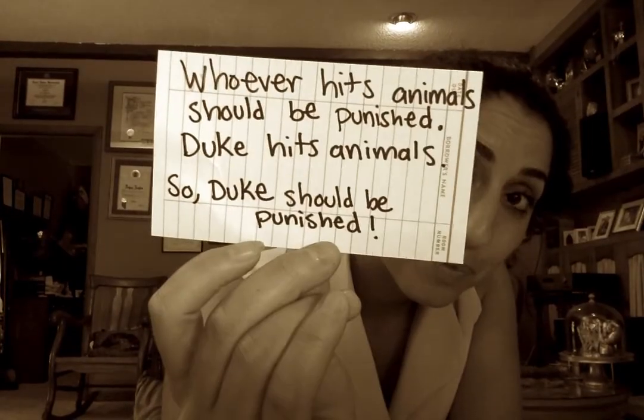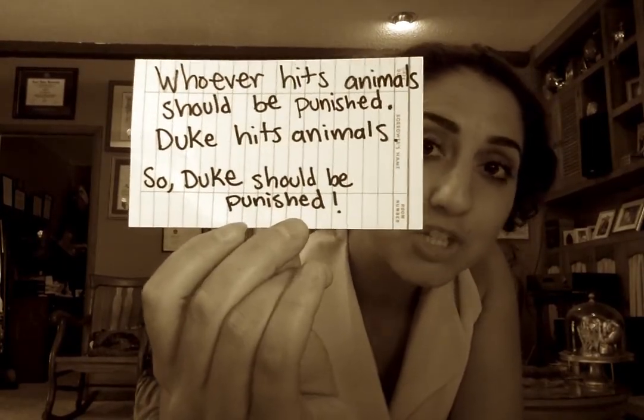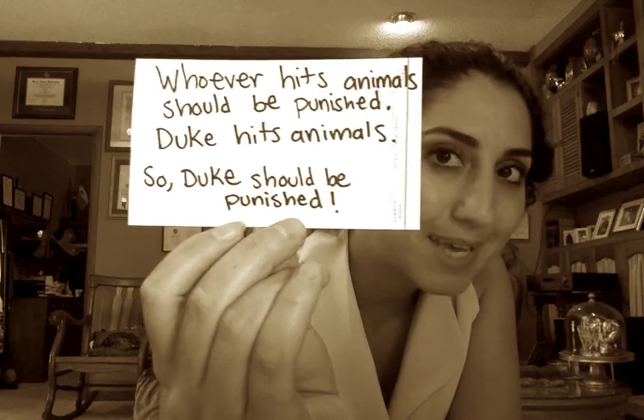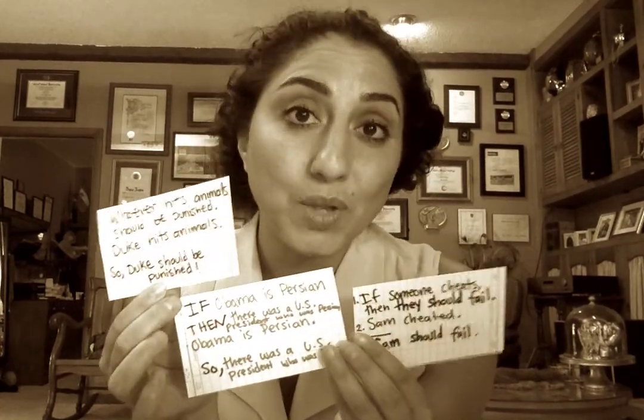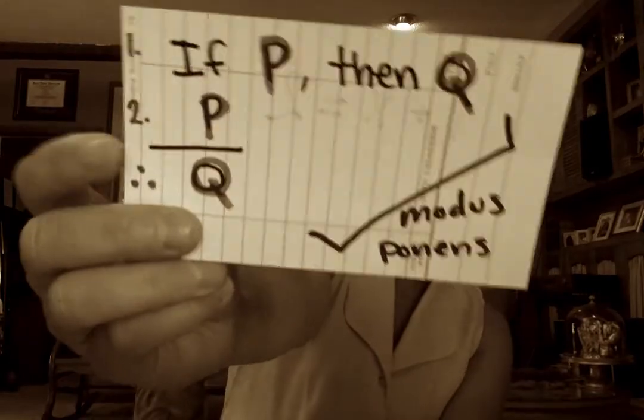Now, here is a third. Whoever hits animals should be punished. Duke hits animals, therefore Duke should be punished. All three of these arguments are equally valid. They all perfectly fit modus ponens. I should add that a deductive argument can be valid. It wants to be valid.